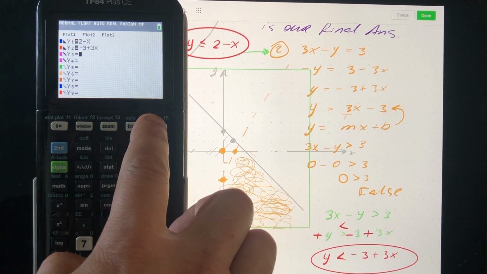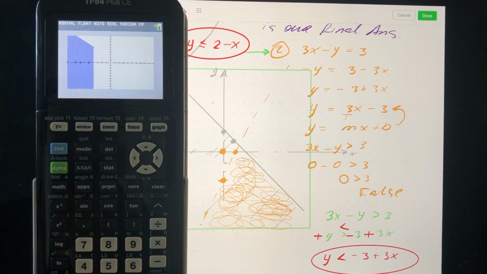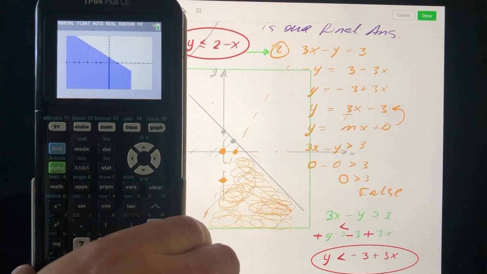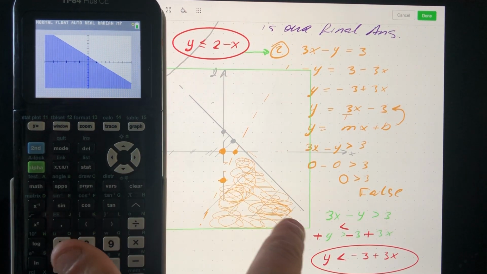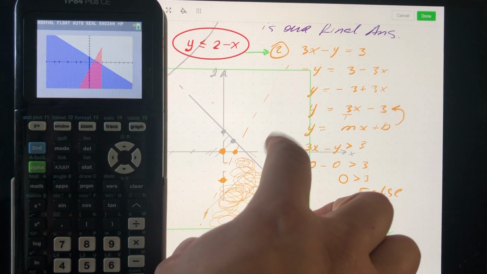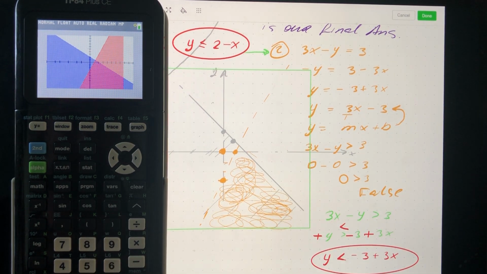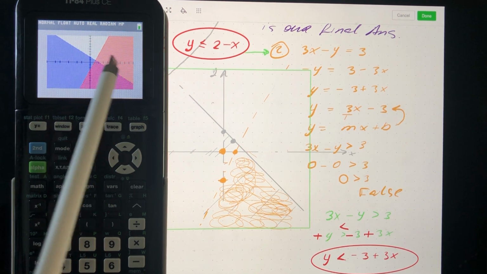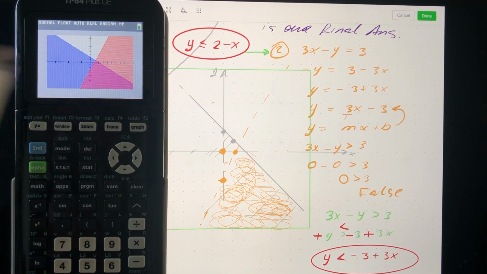And let's see what the solution looks like. That's our first shading. That's this one. This is our second shading. And the place where the shadings intersected, right here, that would be our final answer, and we can use the calculator to check it if we needed to.